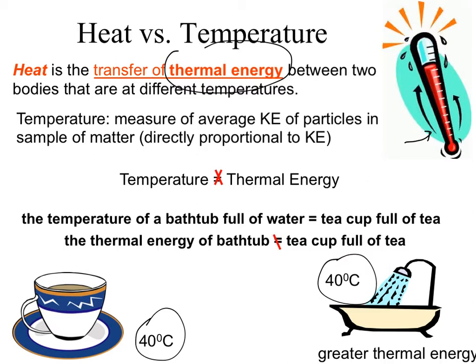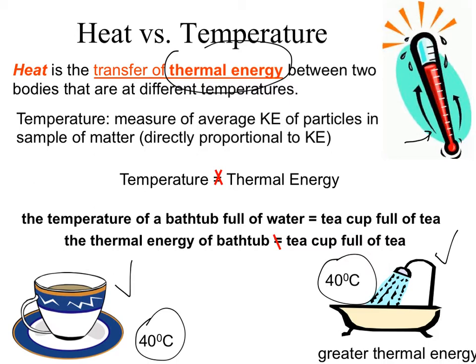However, the thermal energy of the bathtub is not equal to the teacup. The reason why is because mass, or the amount of substance, dictates how much heat is going to be transferred. So by default, there's more thermal energy in the bathtub at 40 degrees C than there is in the teacup. And we can think about this in terms of transferring this liquid.